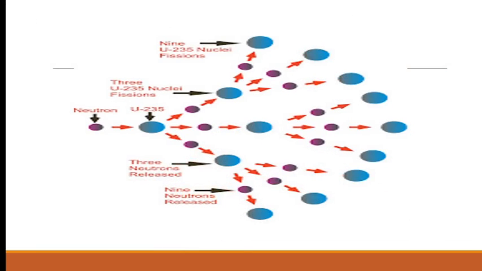Again, another picture showing the nuclear chain reaction, where the purple color shows the neutron and the green color shows the uranium. See, in the leftmost side there is only 1 neutron. Moving on to the right side, 3 neutrons, then again 9 neutrons, and so on.